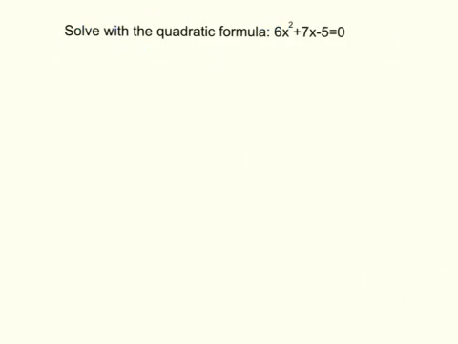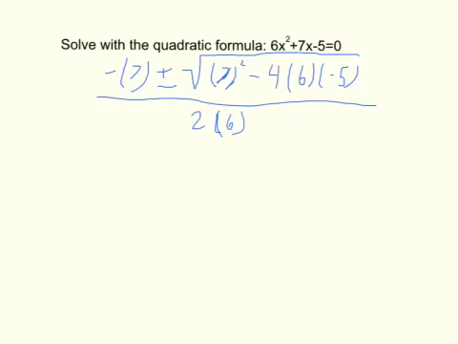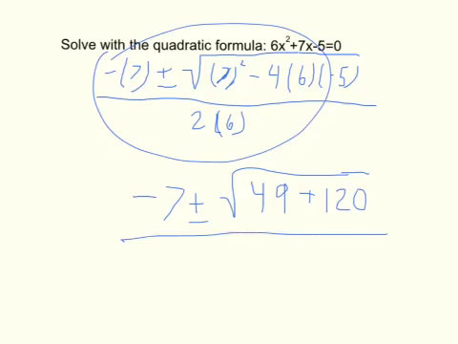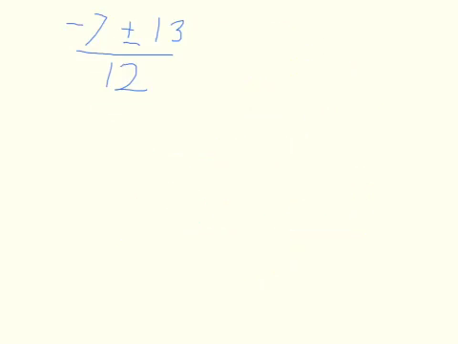Sometimes you will need to solve with the quadratic formula if the quadratic equation cannot be factored normally. Over here, you would have to plug it into the quadratic formula as seen over here. When simplified, it equals negative 7 plus or minus the square root of 49 plus 120 over 12. When simplified further, you get negative 7 plus or minus 13 over 12.